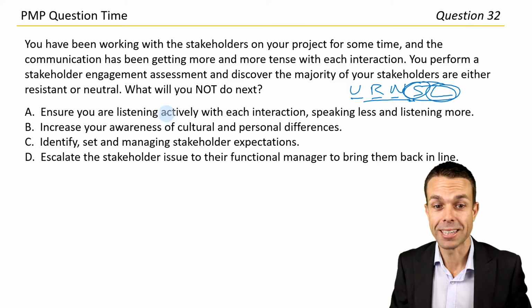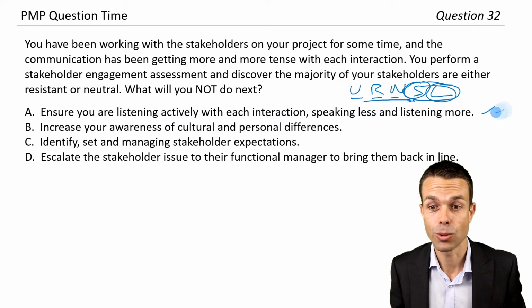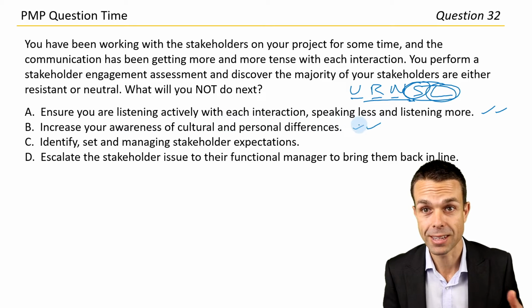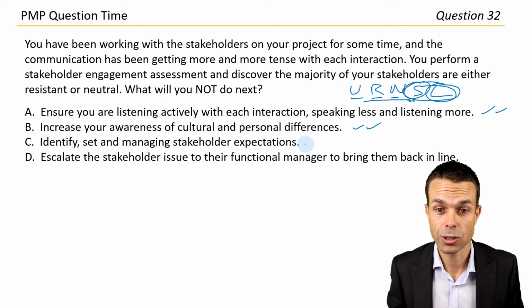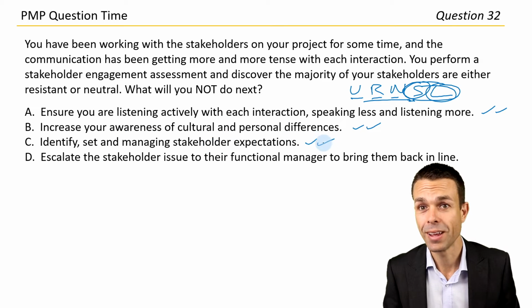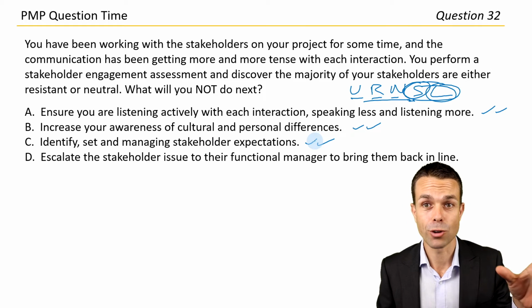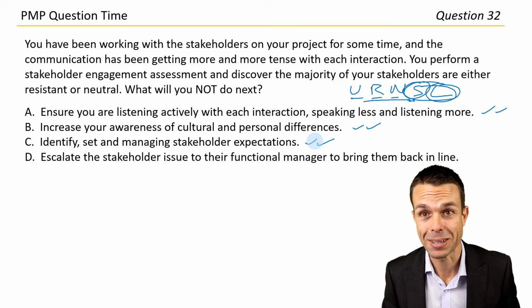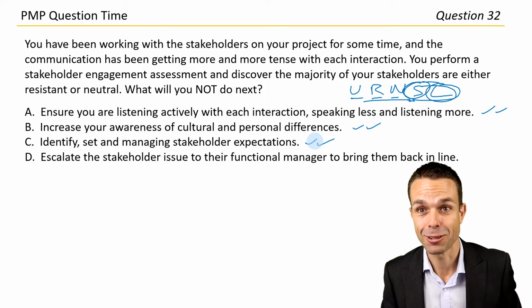Ensure you're actively listening with each interaction, speaking less and listening more. That's a great thing to do. Increase your awareness of cultural and personal differences. Wonderful thing to be aware of with our stakeholders. Identify, set, and manage stakeholder expectations correctly. I think that's a wonderful thing as well. Sometimes it's just mismanaged expectations. They were expecting something over here, and we gave them something over here, and now all of a sudden they're unhappy, which is not good. And then we have to manage that. Makes our life painful as well.